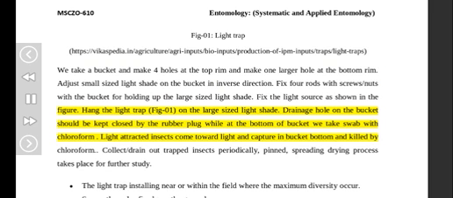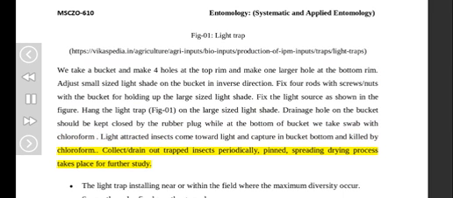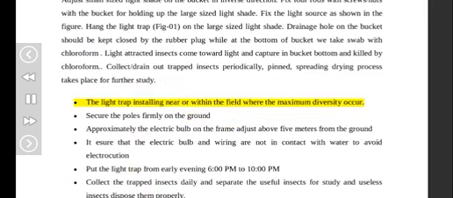The drainage hole on the bucket should be kept closed by a rubber plug, while at the bottom of the bucket we place a swab with chloroform. Light-attracted insects come toward the light, are captured in the bucket bottom, and are killed by chloroform. Collect and drain out trapped insects periodically. Pinning, spreading, and drying take place for further study. The light trap is installed near or within the field where the maximum diversity occurs.